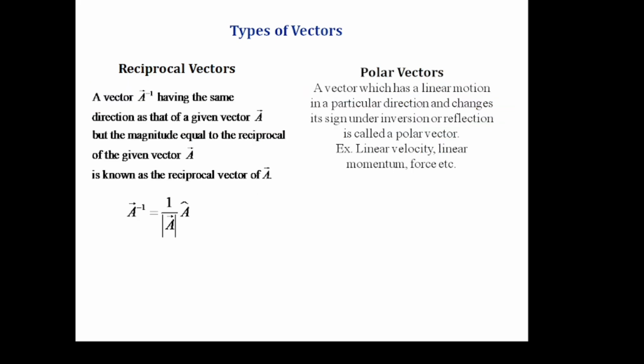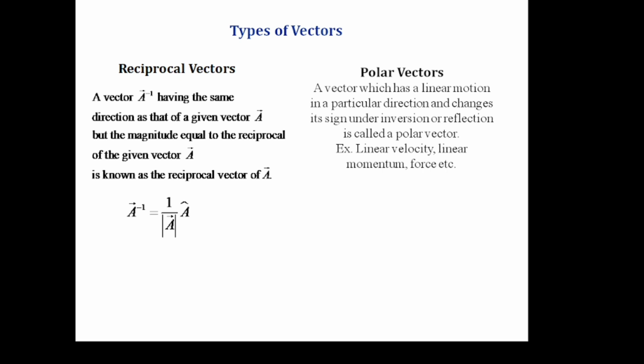Now reciprocal vector. Suppose there is a vector A. The reciprocal of this vector A has the same direction as vector A, but its magnitude is the reciprocal of the given vector A. That means the reciprocal vector is equal to A cap, the unit vector along A, divided by its magnitude, that means mod A.